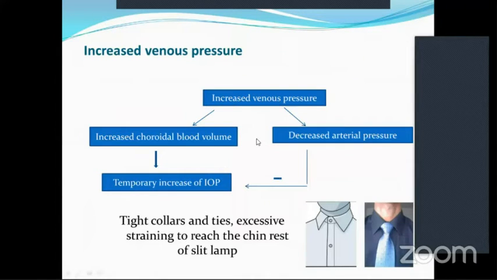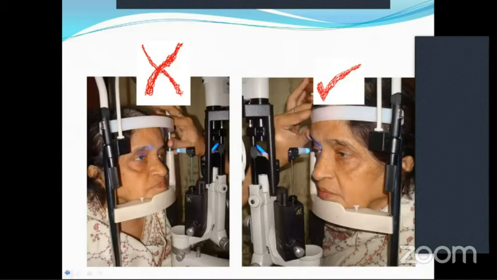Constrictive clothing around the neck increases IOP acutely. Therefore, it is always advisable to loosen tight collars and ties before positioning the patient at the slit lamp. Always make sure that the patient sits comfortably at the slit lamp, and there should not be any extension of the neck, as this may inadvertently increase the intraocular pressure.